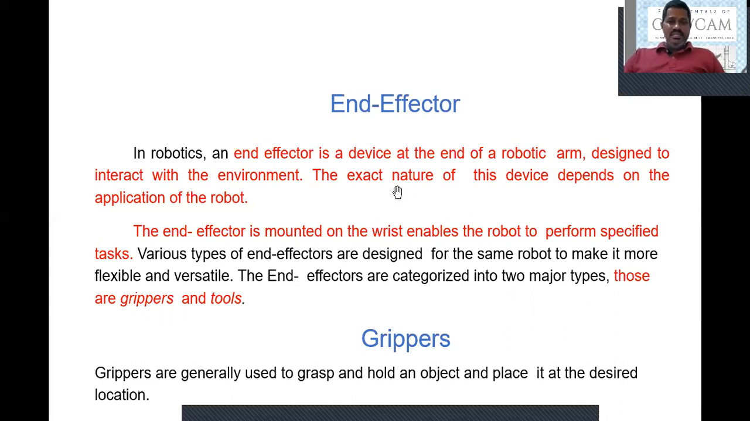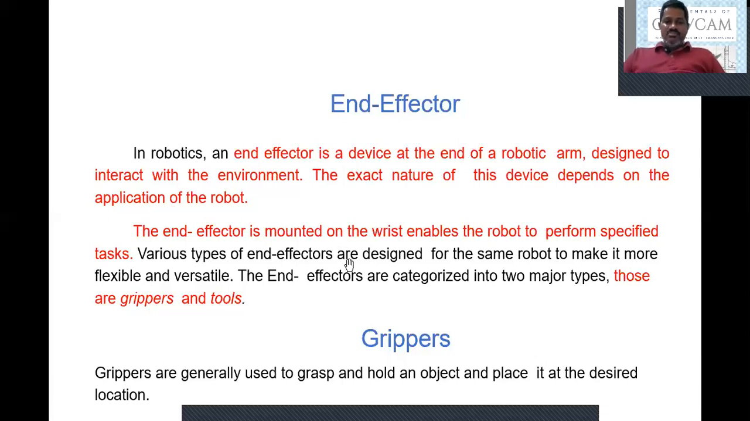Suppose the end effector needs to work in a furnace, then the design of the end effector is different. If the end effector is designed to work in the chemical industry, where it is going to interact directly with the chemical, the design of the end effector is different. So based on the environment in which the end effector is going to work, the end effector will be designed. This will be the end part of the robotic arm or the manipulator. This is called the end effector.